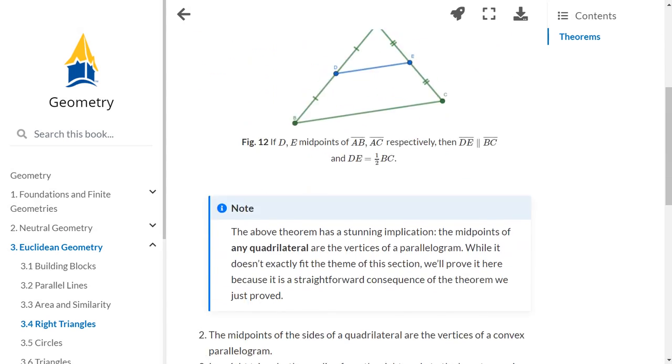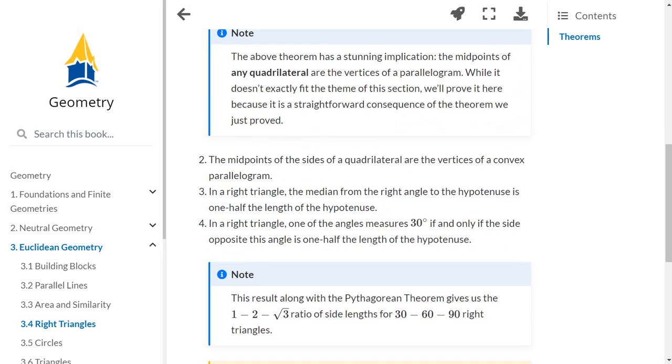And fair enough, but I will point out that Theorem 4 is going to establish the properties of a 30, 60, 90 right triangle, including the 1:2 square root of 3 ratio of its side lengths. And you'll notice that this is the 1/2 the length of the hypotenuse. So there's connecting ideas here in how we're developing the ideas of these right triangles.